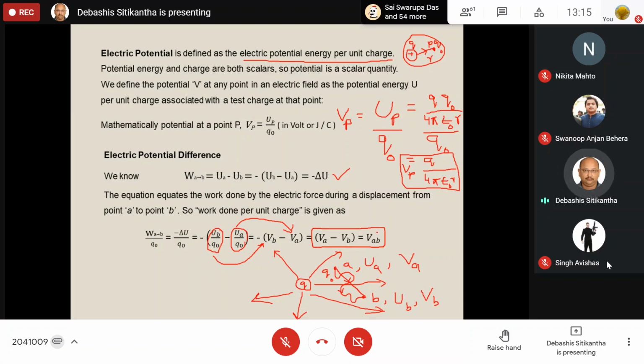Now remember, VAB, when AB is written in the subscript close to each other, represents the electric potential difference, whereas VA and VB indicate the potential at points A and B respectively. So please don't get confused with this. Very simple thing: potential at A minus potential at B is equal to the potential difference VAB.